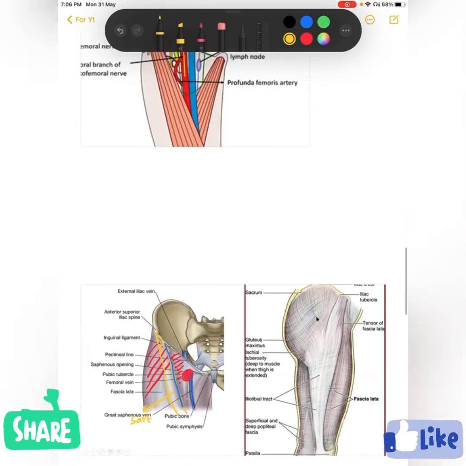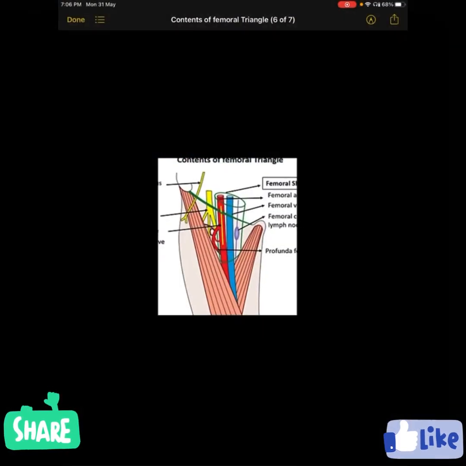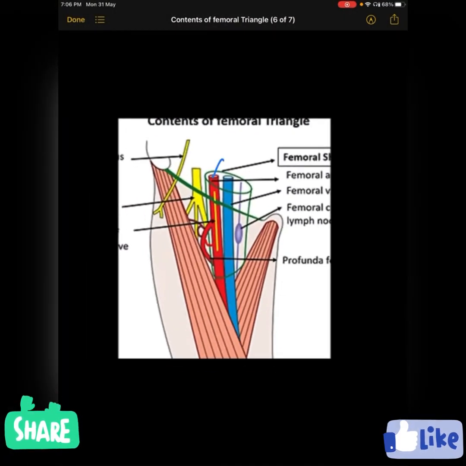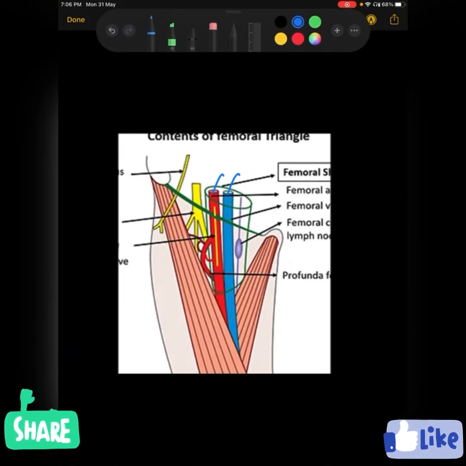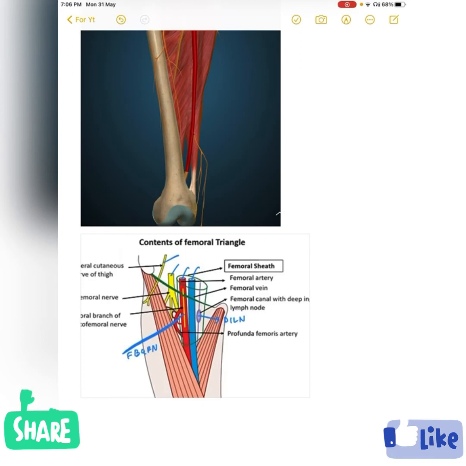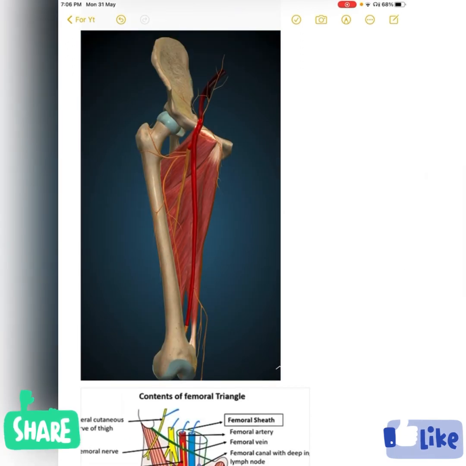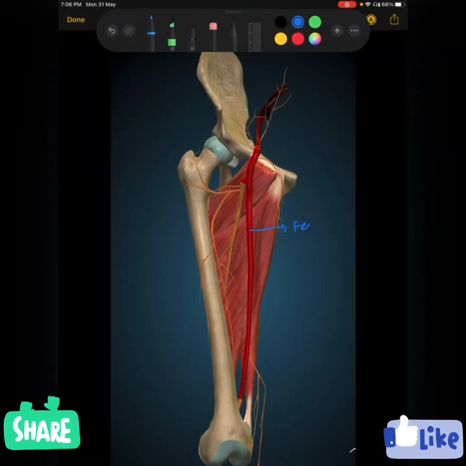Now let's see some diagrams. Here you will also appreciate the same structures. Here is the femoral artery, femoral vein, lateral femoral cutaneous nerve, femoral nerve. This is my femoral branch of the genitofemoral nerve, right? And here is the deep inguinal lymph node. We will do a detailed discussion on the femoral artery in a separate video, right?